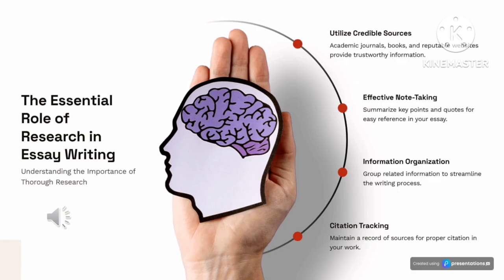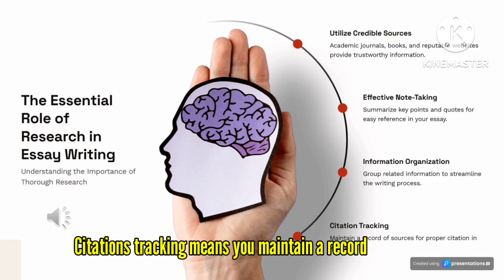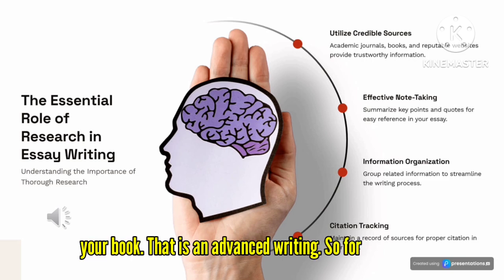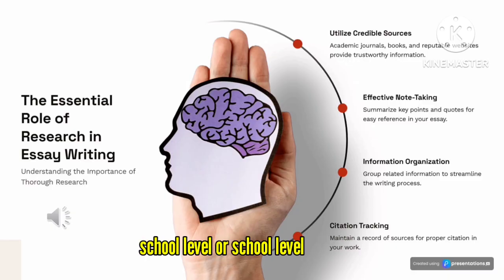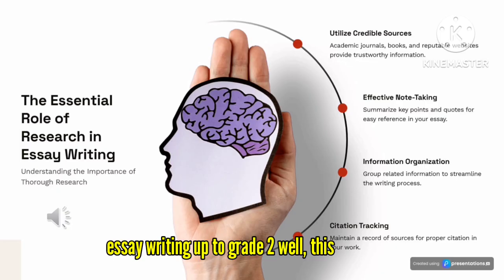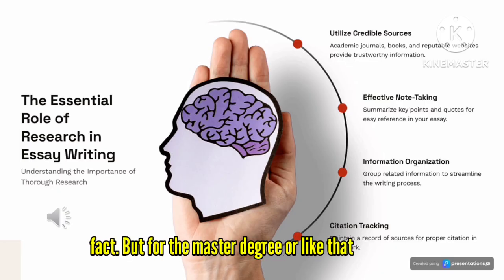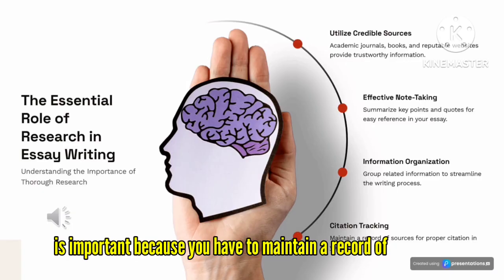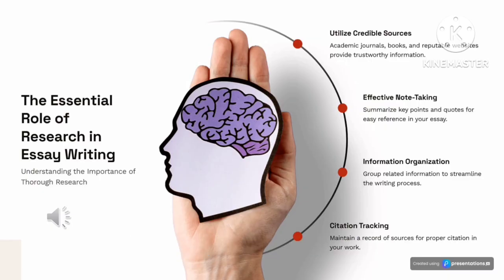Then after, citation tracking. Citation tracking means you maintain a record of sources for proper citation in your work. That is a advanced writing. So for school level essay writing up to grade 12, this citation tracking is not necessary, in fact. But for the master degree or like that higher level, that citation tracking is important, because you have to maintain a record of sources what you have used in your essay.